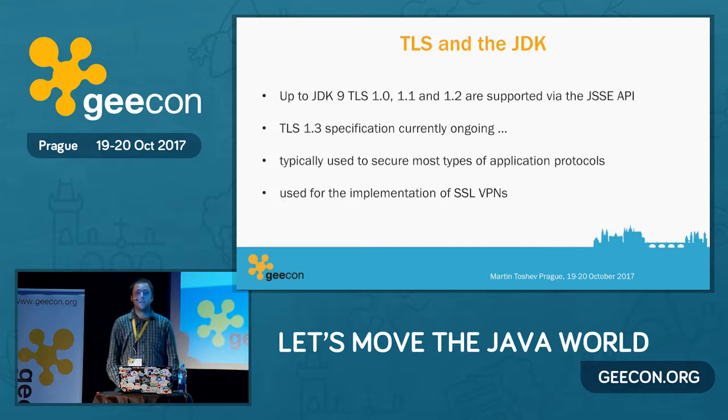There is at the moment version 1.3 of the TLS protocol going on, but currently it's in draft mode, so we expect to have an implementation in JDK 10, 11, or in a future release of the JDK platform. And as most of you know, TLS is typically used to secure most types of application protocols over the network. You can also use it to establish the so-called SSL VPNs. They are becoming more and more popular alternatives to standard VPN protocols.